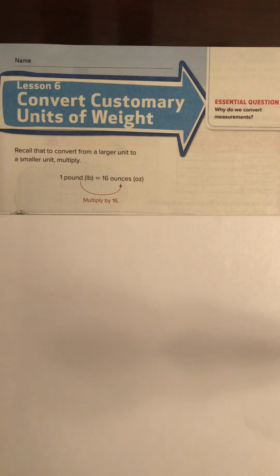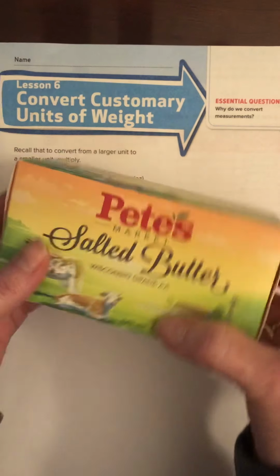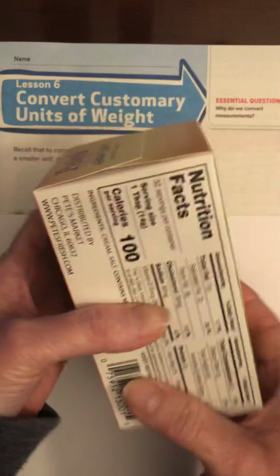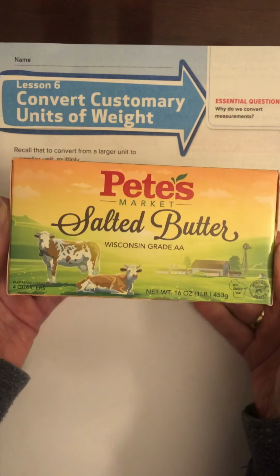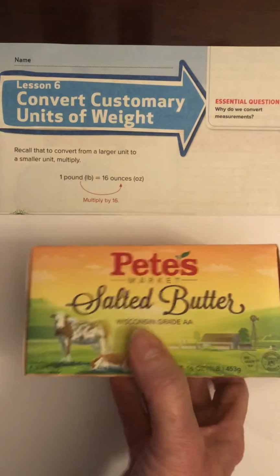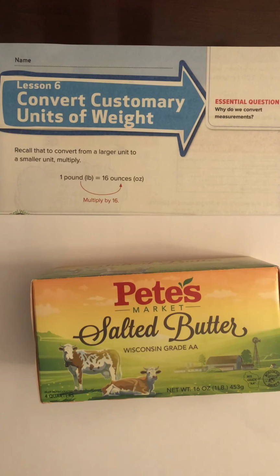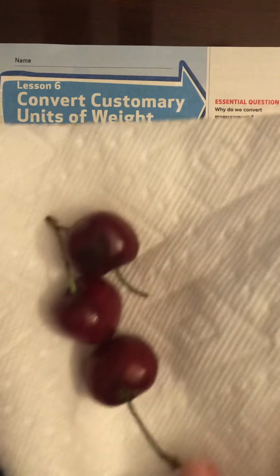Okay, lesson 6, convert customary units of weight. Remember yesterday we talked about customary units of weight. We talked about pounds, like this is 1 pound of butter, right? It has 4 sticks inside, which I don't have open yet. But if you have a pound of butter like this in your fridge, you could take it out and feel how much it weighs. So weight is how heavy something is, right? You measure weight in pounds or ounces.